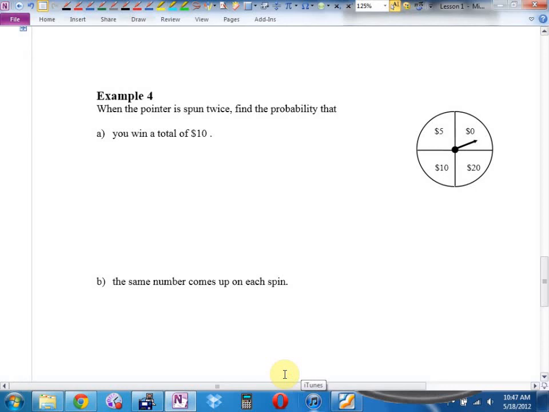Example 4, the pointer is spun twice. Here's our pointer. How many possible outcomes are there? 4, and they're all equally likely. Eventually, we'll start to deal with it. Ashley, what if they're not all equally likely? What if one of those wedges was bigger than the other ones? We'll deal with that later, but for now, they're all equally likely. Okay. Tree, I guess. Wide tree, because it's going to go like this.